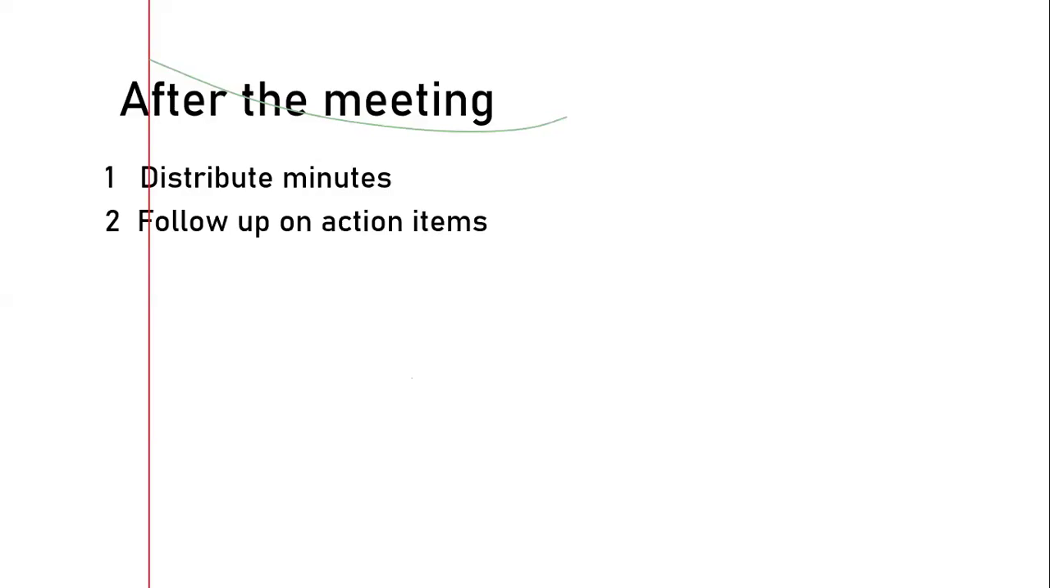Then follow up on action items. First, we distribute the minutes. Then we follow up on actions. Even if the presiding person or the convener is busy or a big shot, his secretary or that minutes taker will call and remind that there are follow-up actions to be taken, which were decided in the meeting. So you can call and remind these people regarding the actions to be taken before the next meeting.